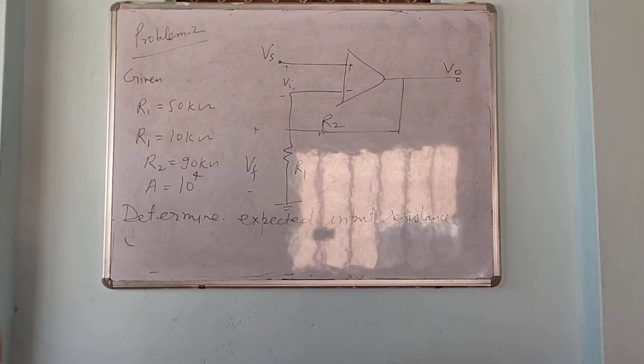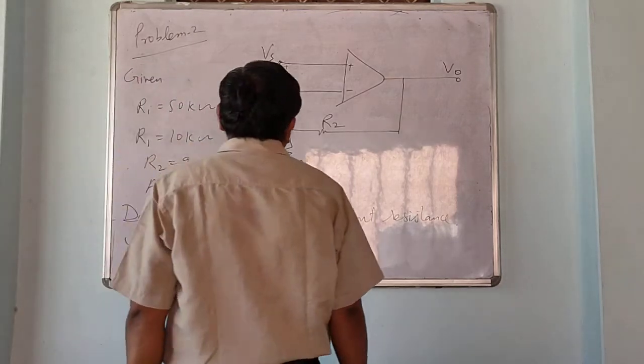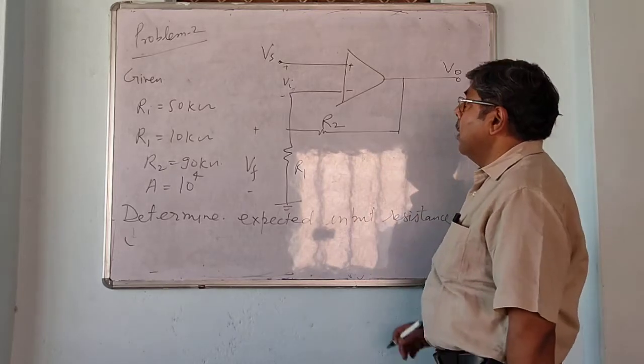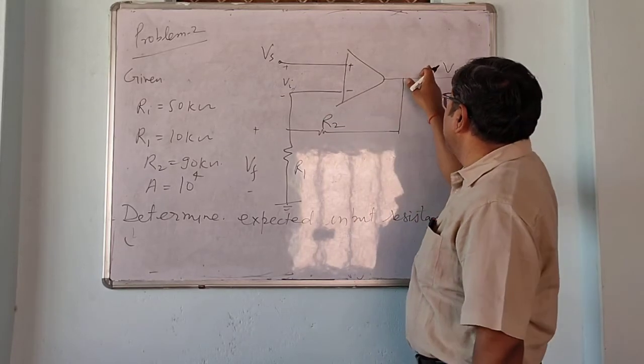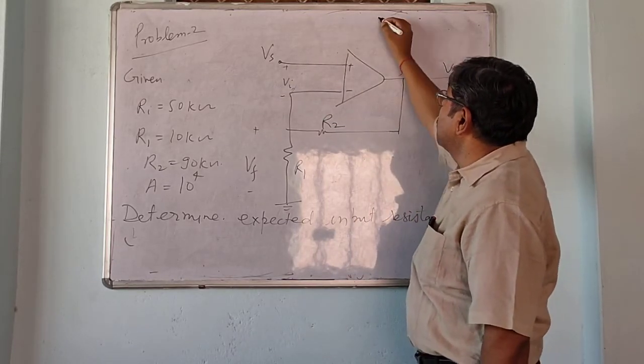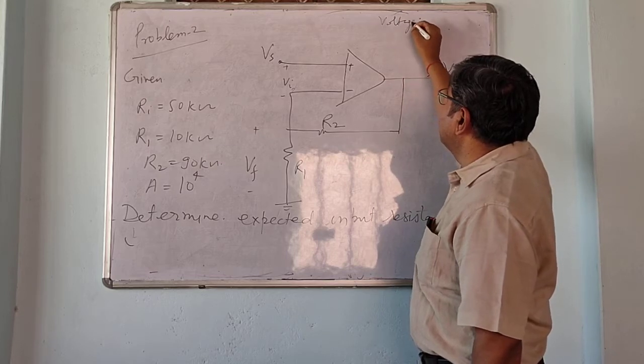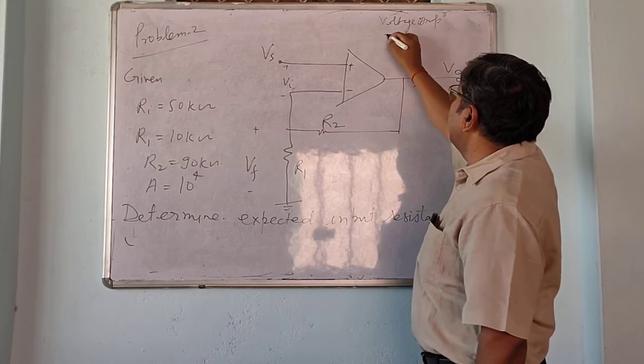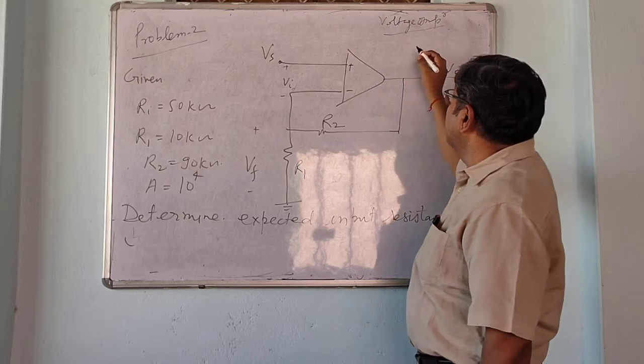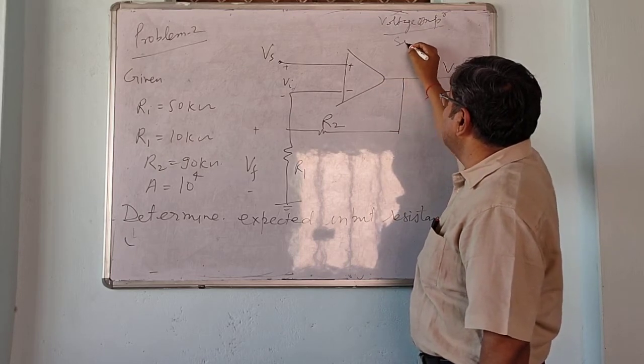So first check what type of topology is used. As input is voltage, output is voltage. Okay. So this is the voltage amplifier. And for voltage amplifier, topology is series shunt.